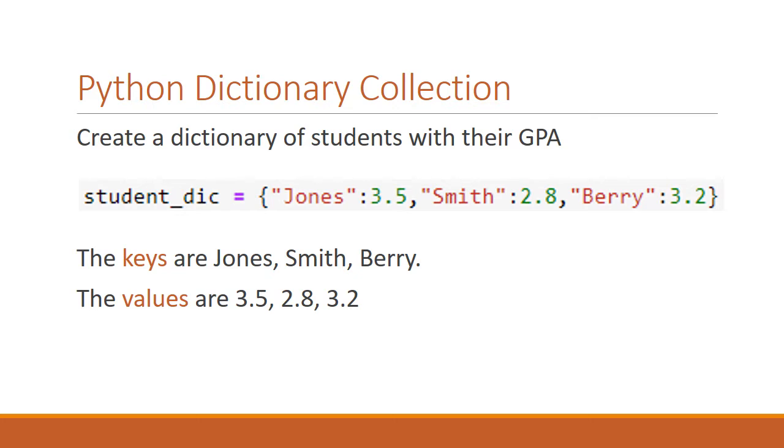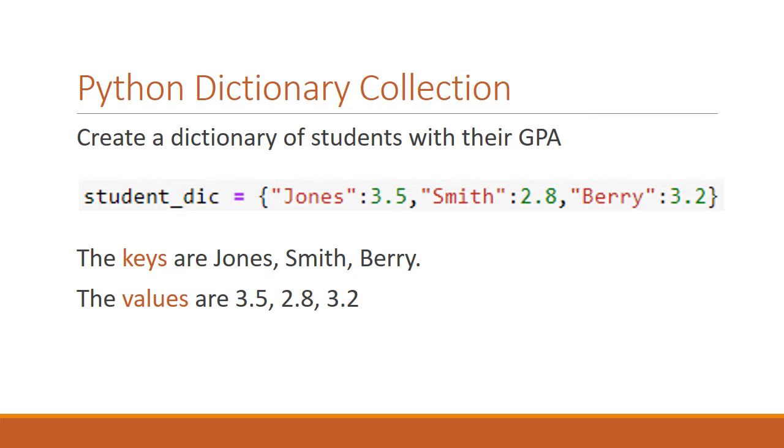We have 3 items in our dictionary. Our 3 keys are Jones, Smith, and Barry. Our 3 values are 3.5, 2.8, and 3.2.